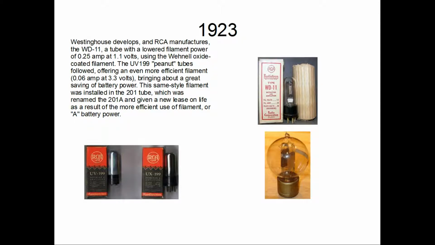The UV199 peanut tubes followed, offering an even more efficient filament, bringing about a great saving of battery power. This same style filament was installed in the 201 tube, which was renamed the 201A. It made use of the more efficient filament, or A battery, power.